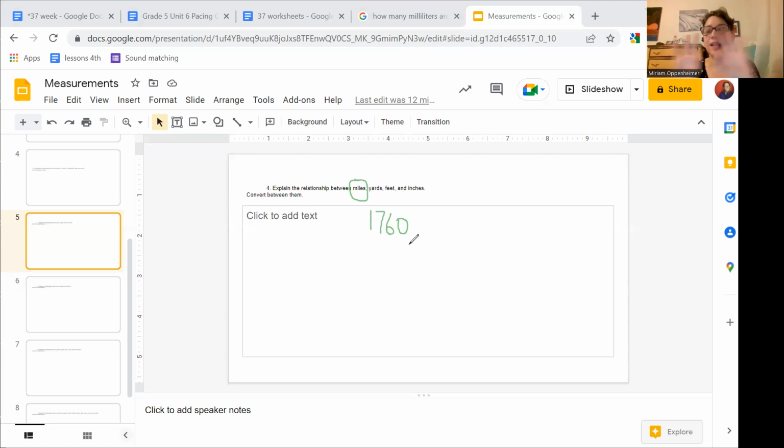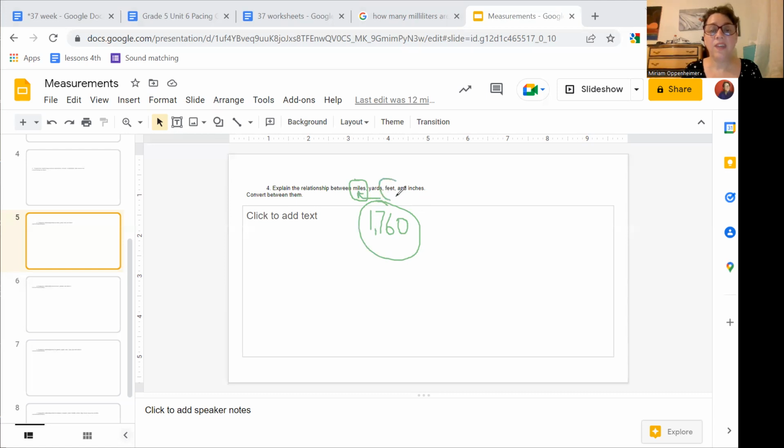Remember the yardsticks that we had in the classroom? And it takes 1,760. You can put a comma here if you want. So that one you're free. If you want, you can. 1,760 yards makes 1 mile, right?